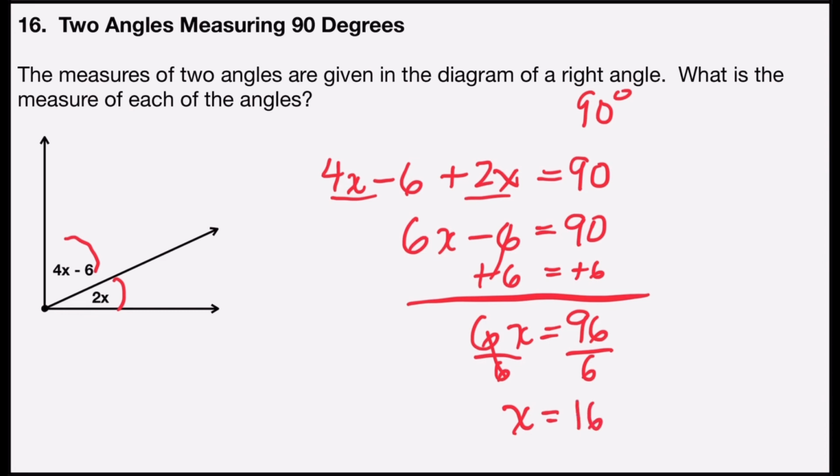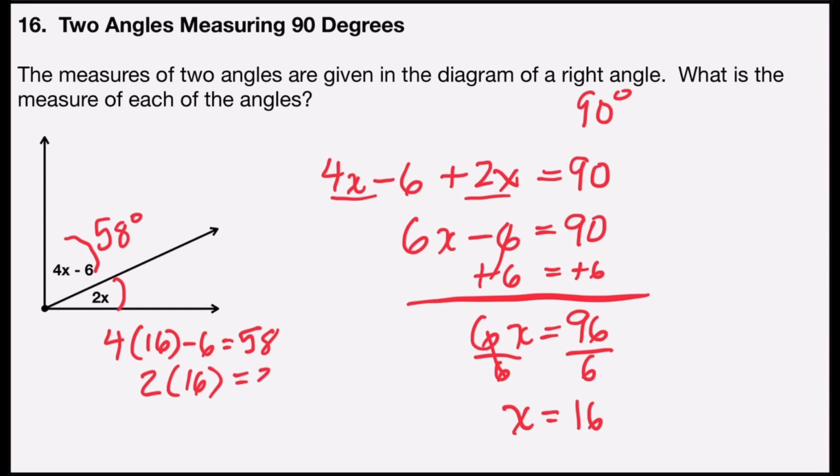To find the measures of my two angles, I'm going to substitute 16 for x. So 4 times 16 minus 6, if I punch that into a calculator, I get 58. And so I know one of these angles is 58 degrees. Then I'm going to find 2 times 16, which would be 32. So the other angle would be 32 degrees. So my first angle is 58 degrees, and my second angle is 32 degrees.